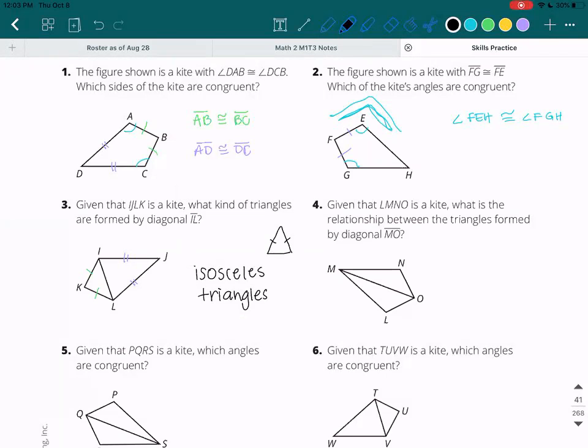Okay, let's take a look at number 4. Given that LMNO is a kite, what is the relationship between the triangles formed by diagonal MO? So they want you to compare these 2 triangles formed to each other. So like this blue triangle, compare it to our yellow triangle. What can you say about these 2 triangles?